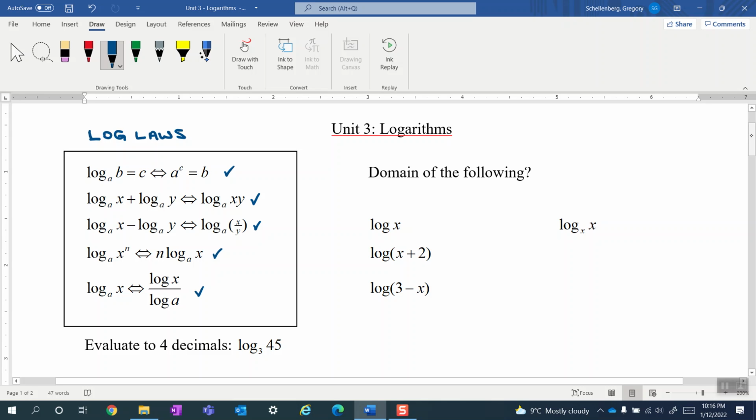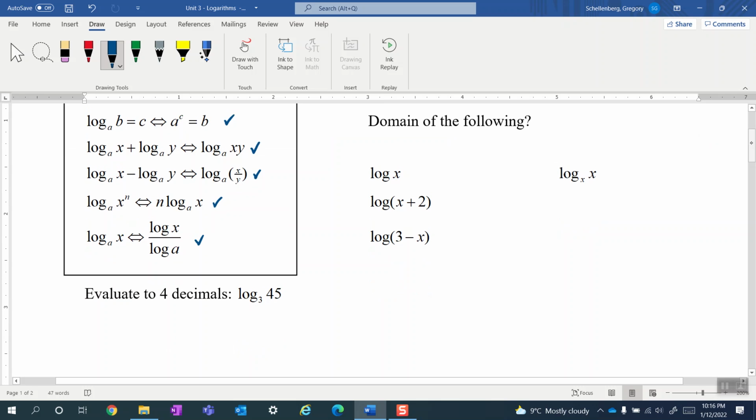One of the things we're concerned about when working with logarithms is whether our solutions fit into the domain of the particular logarithm. If we remember our restrictions on logarithms, our argument has to be greater than 0. It would be impossible to create an argument that was 0 or negative. And the other one is that our base cannot be 1.